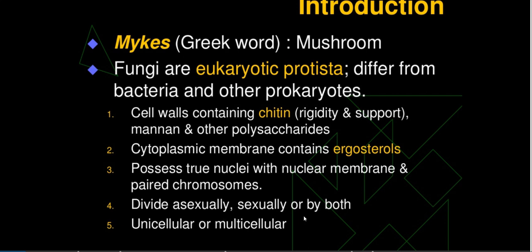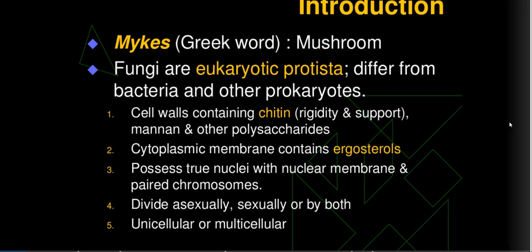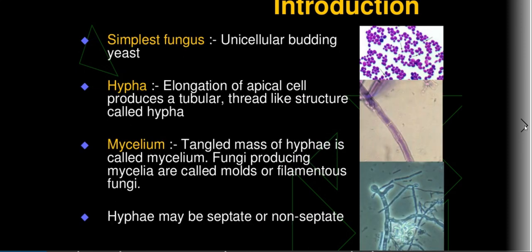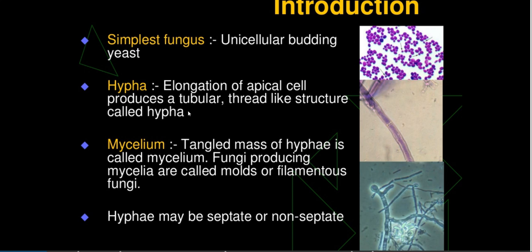They can divide asexually, sexually, or both, and they can exist in unicellular as well as multicellular forms. Unicellular forms are yeast, whereas other highly complex forms are mushrooms. The simplest fungus is unicellular yeast, and they reproduce by budding. Then there are different forms of fungi. First you need to understand that they are heterotrophic organisms, they have a cell wall, and they reproduce by spores. They are also separated on the basis of their mode of nutrition.